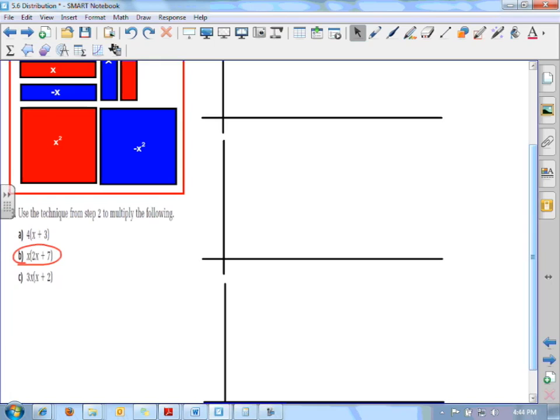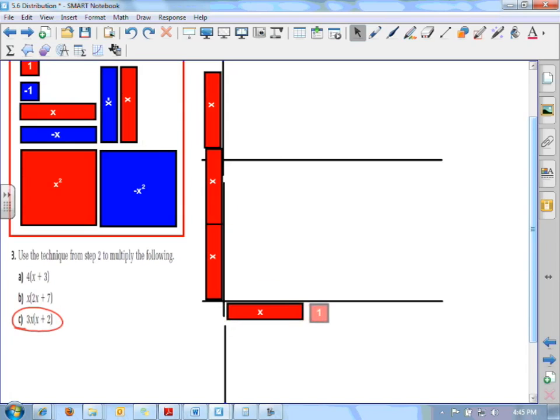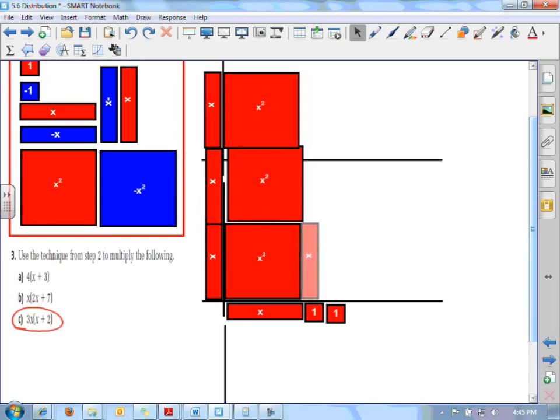Okay, so we're going to do 3x times (x plus 2). So the width is 3x. And as you can see, I can't even fit the width here. And the length is x plus 2. So what do we need to fill out the rest of this for the area? Well, we get 3 x squared tiles. And we're going to get a bunch of the x tiles.